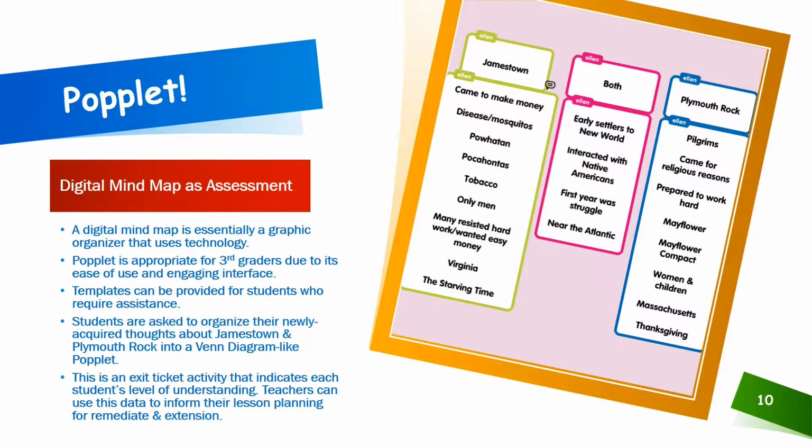I think this is a great way for students to organize their thoughts into some form of a map that can help them to retain their information or demonstrate their knowledge. I want to use it for this lesson so that students can use it as an exit ticket, an assessment, so that they can demonstrate their knowledge to their teachers about what we learned in this lesson about Jamestown, Plymouth Rock, and their similarities and differences.